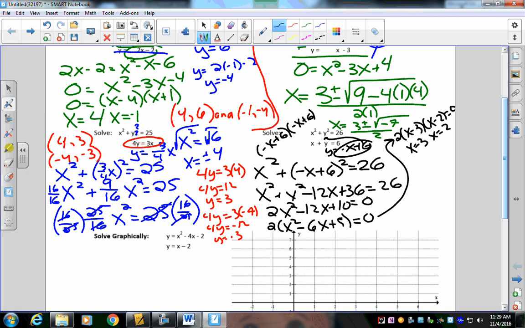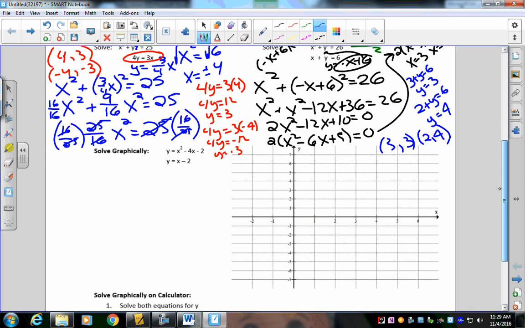So it tells me my solutions are at 3 and 2. So I've got to plug them back in to find the other value. If I plug 3 in for x, that means y is equal to 3. If I plug 2 in, that tells me my y is equal to 4. So my 2 points are (3, 3) and (2, 4). Just making sure I did everything properly here.